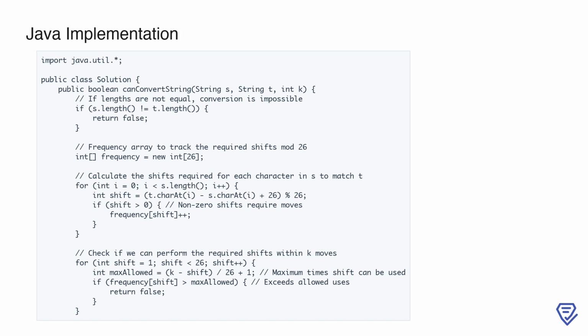For each pair, we calculate the shift needed to convert the character in s to the one in t. This is done using the formula (t[i] - s[i] + 26) % 26, which ensures the result is always a positive value between 0 and 25. If the shift is greater than 0, we increment its count in the frequency array, since non-zero shifts require moves.